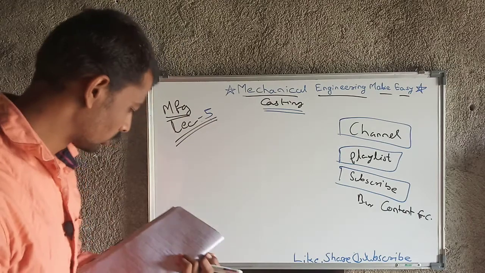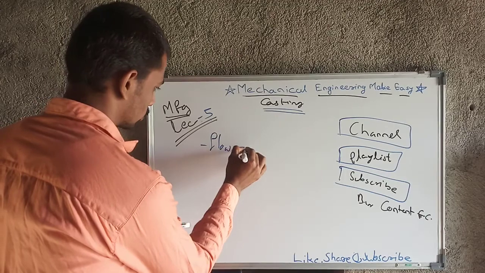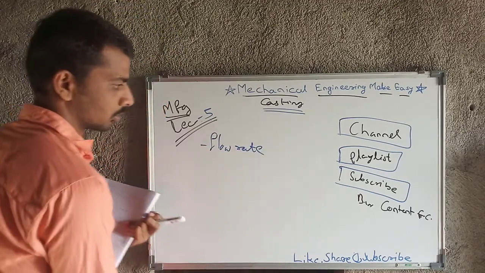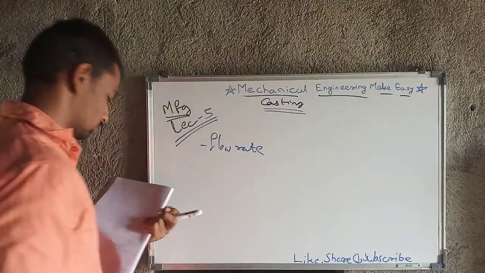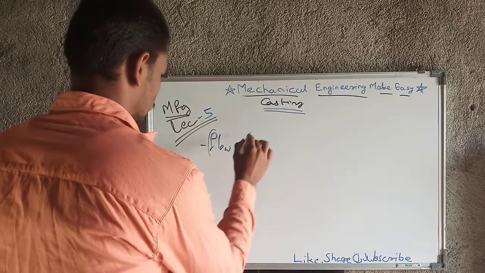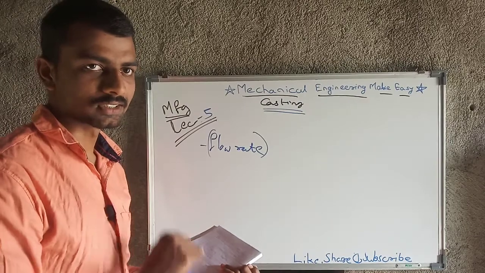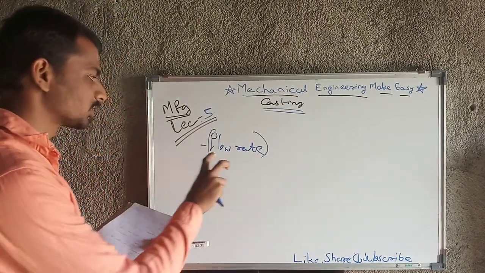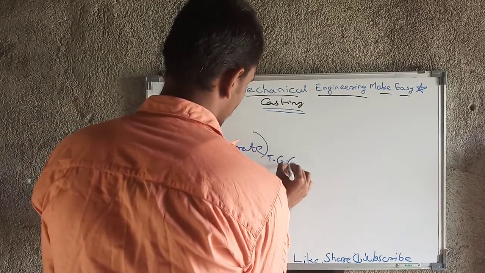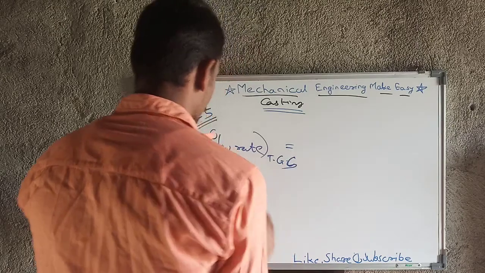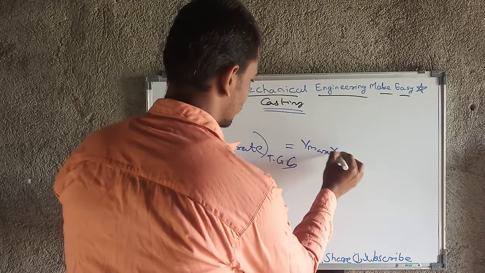So we will move now with flow rate. Flow rate for different gating systems: top gated system, bottom gated system, then parting line gated system. These three types of flow rates we are going to take into consideration. So this is the top gating system. What is the flow rate for the top gating system? That is nothing but the maximum velocity into choke area.